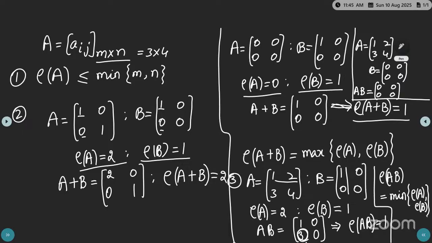First example, A equals 1, 2, 3, 4, B equals 1, 0, 0, 0. Rank of A equals 2, rank of B equals 1. Do the multiplication. AB equals 1, 0, 3, 0. Now rank of AB equals 1.